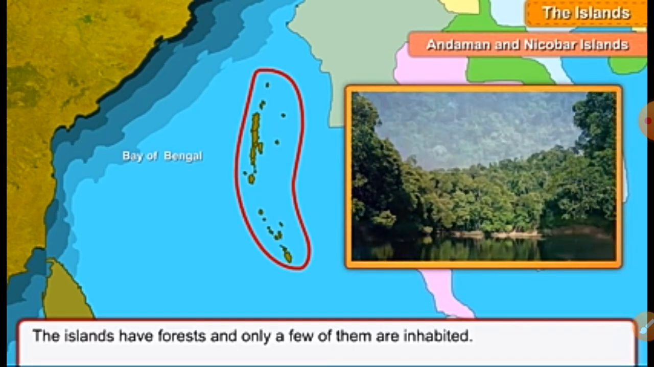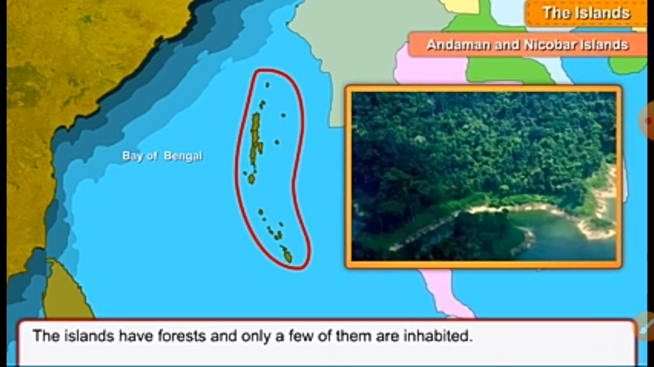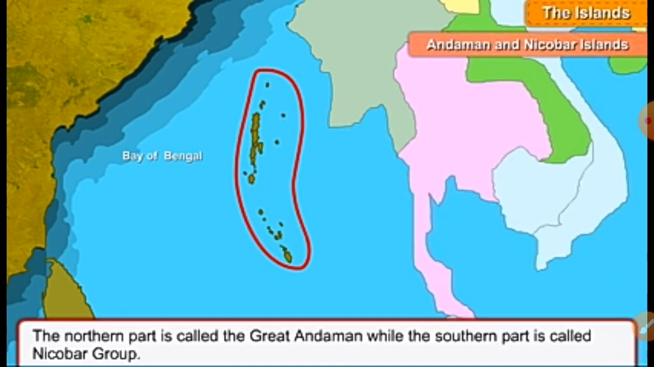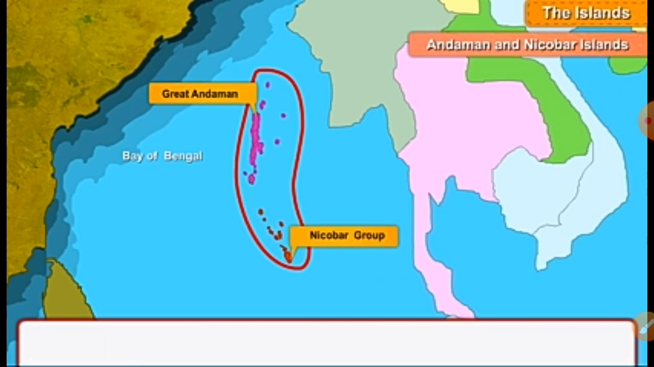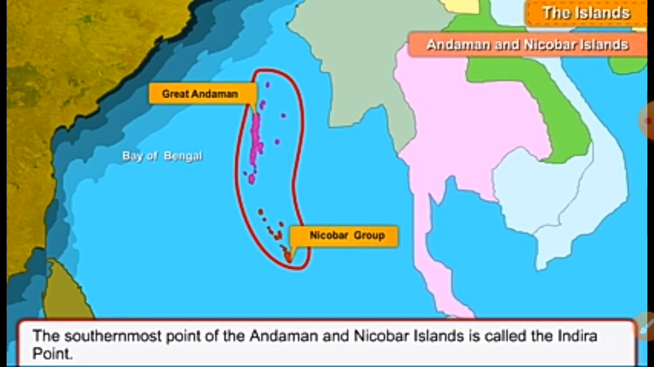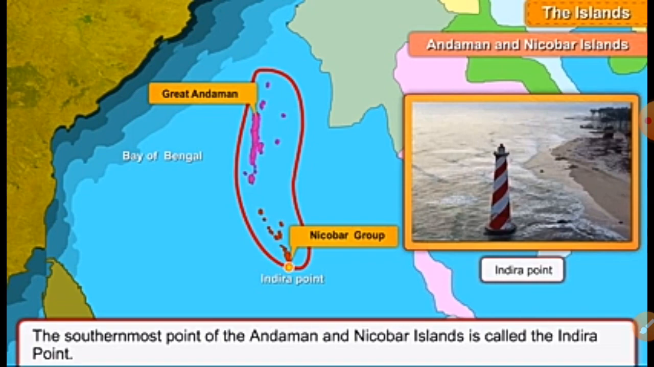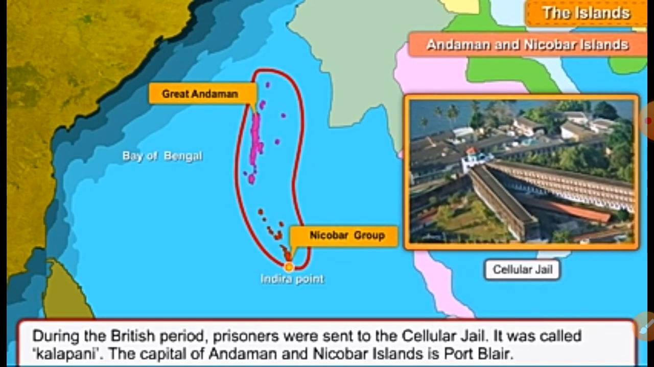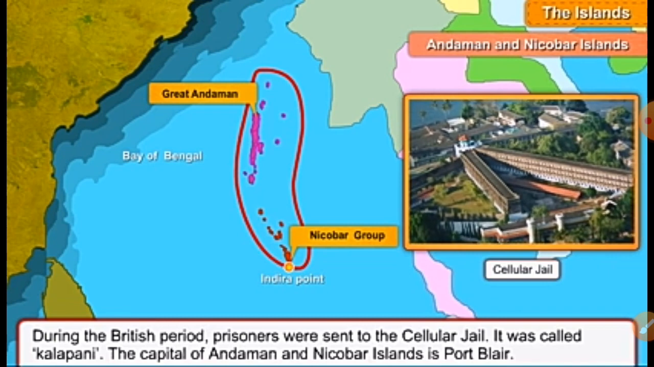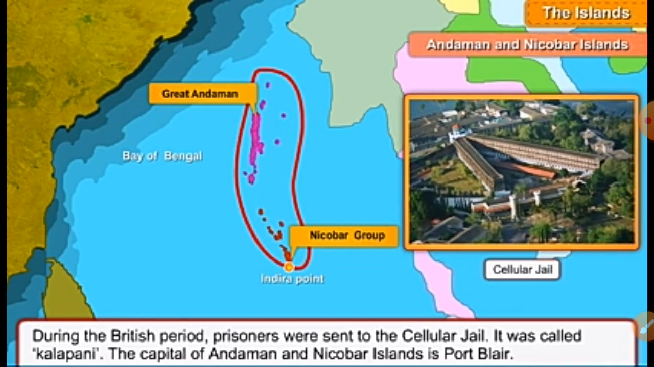The islands have forests and only a few of them are inhabited. The northern part is called the Great Andaman, while the southern part is called Nicobar Group. The southernmost point of the Andaman and Nicobar Islands is called Indira Point. During the British period, prisoners were sent to the Cellular Jail. It was called Kalapani. The capital of Andaman and Nicobar Islands is Port Blair.